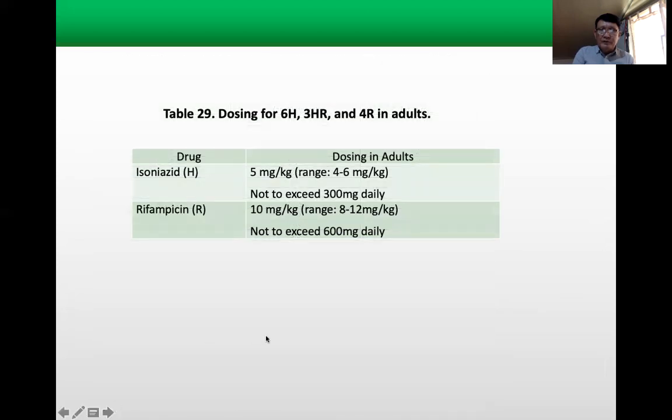So dosing for 6 months isoniazid, 3 months isoniazid rifampicin, and 4 months rifampicin in adults. So you just have to follow this. For isoniazid, 5 milligram per kilogram. The range is between 4 to 6 milligram per kilogram, not to exceed 300 milligram daily. For rifampicin, 10 milligram per kilogram. Ranges 8 to 12 milligram per kilogram, not to exceed 600 milligram daily.